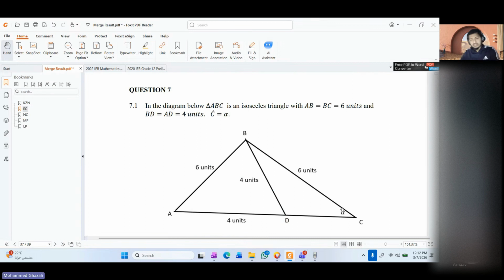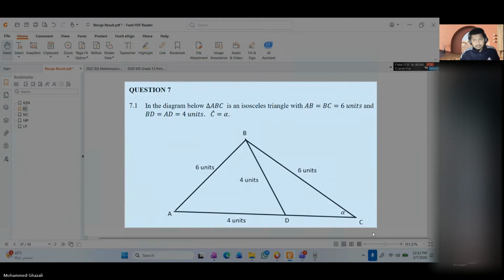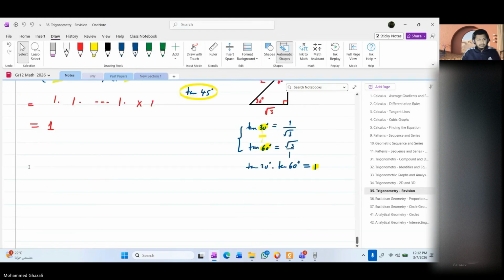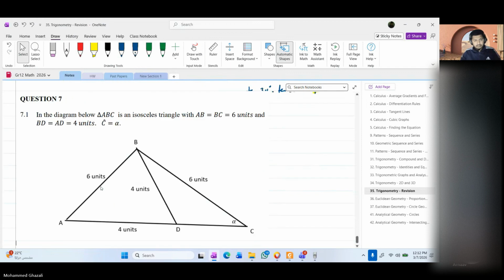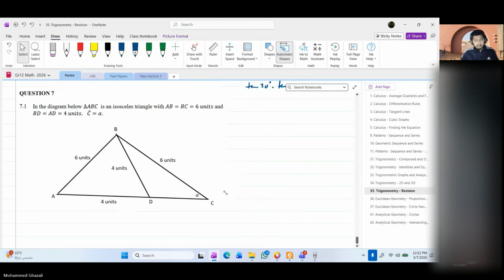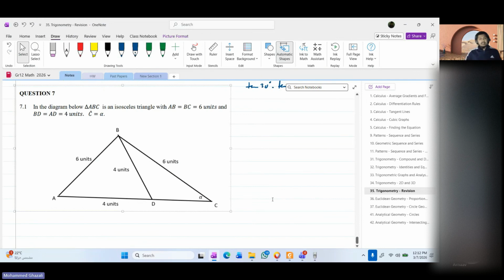All right, so now we have a 3D problem. All right, so in the diagram below, triangle ABC is an isosceles triangle with AB equals BC. AB is equal to BC. Okay, that's given. So if angle C is alpha, angle A is also alpha, right? Angles opposite equal sides. BD is equal to AD is equal to 4. We have another isosceles on this side.